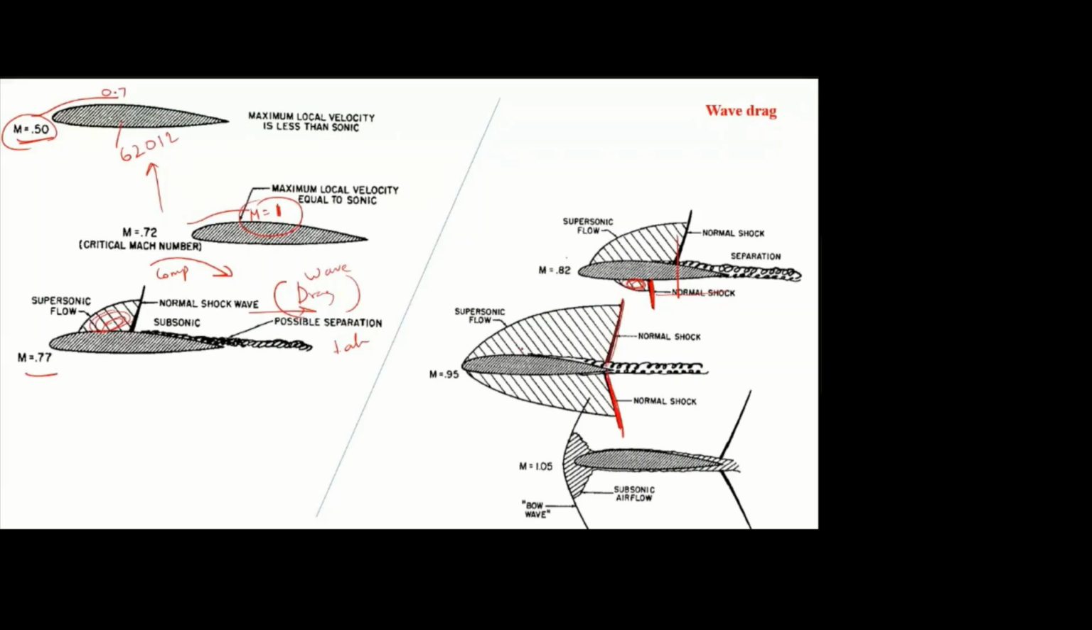And if you further increase from 0.95 to 1.05, you know this is supersonic, right? Subsonic means Mach number less than 1. Sonic means Mach number is equal to 1. Supersonic means Mach number greater than 1. So here it is completely supersonic, 1.05. So what happened? We are getting one additional bow shock.